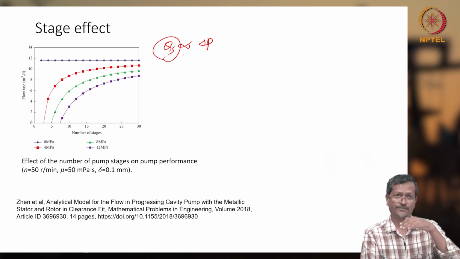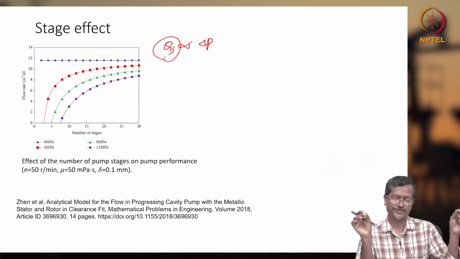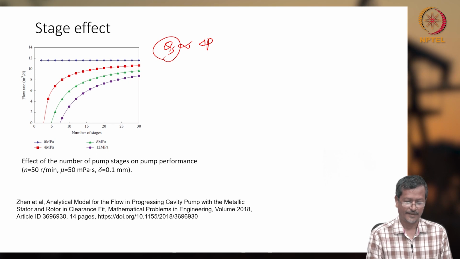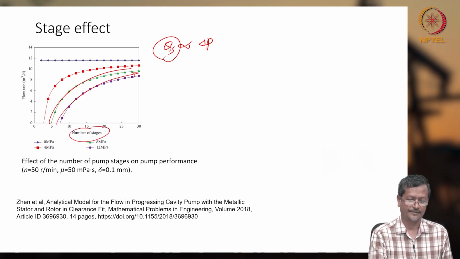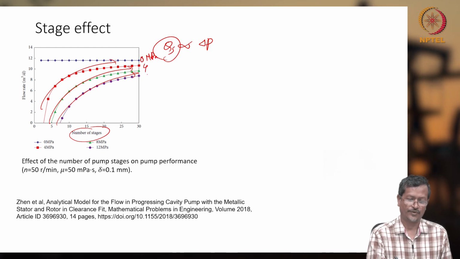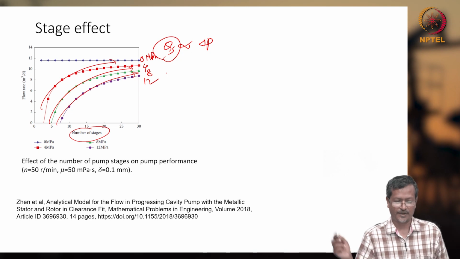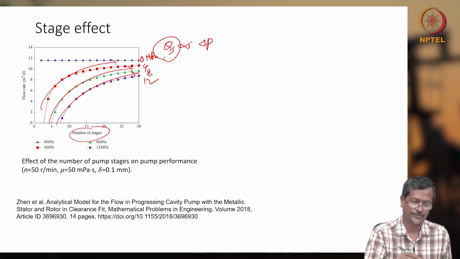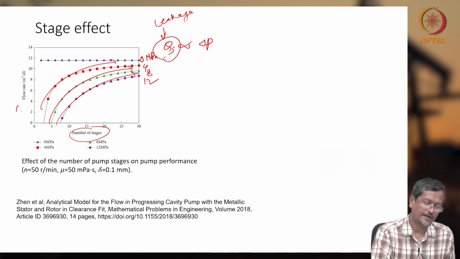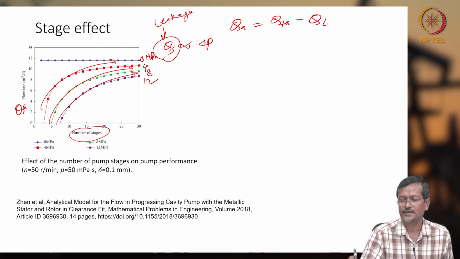If instead of 5, 10 or 20 stages I have only one stage, then the full differential pressure between inlet and outlet will act on this one leakage area, so you will get more leakage. So as the number of stages increases, you get a better flow rate. You see this 0 megapascal, 4, 8, 12. Whenever your pressure is low, you are getting a very high flow rate because of leakage. This is the leakage flow rate, so this is not the same. This is the actual: Q actual equals Q theoretical minus Q leakage.